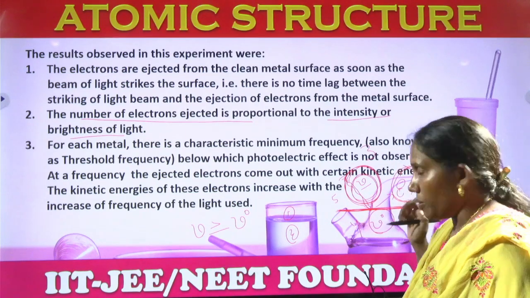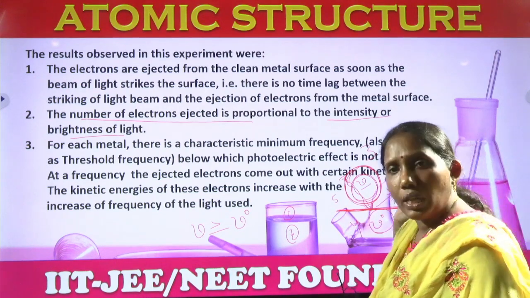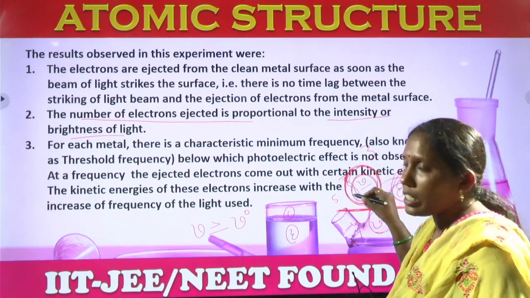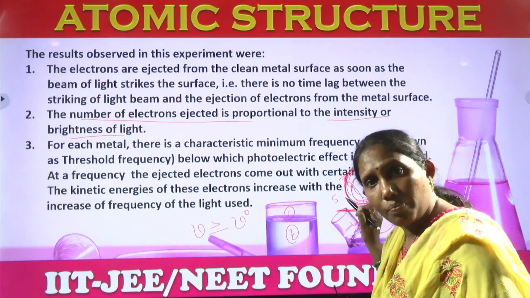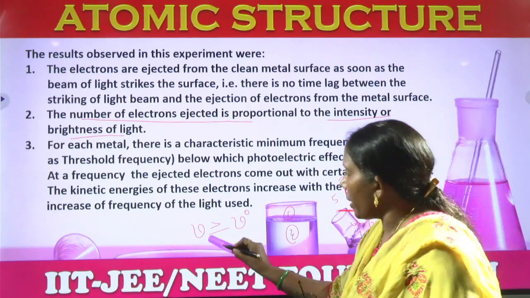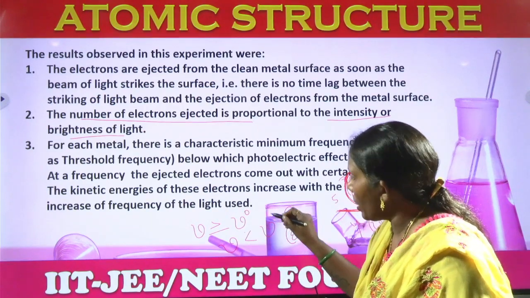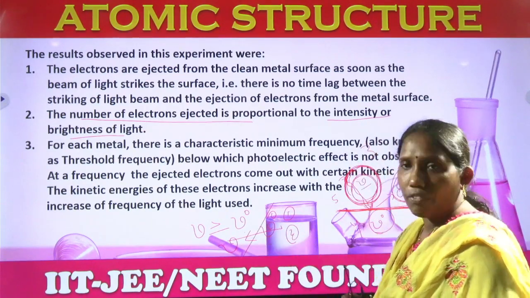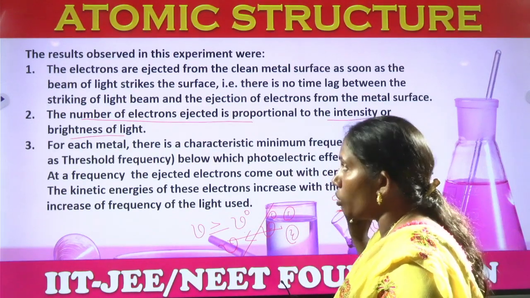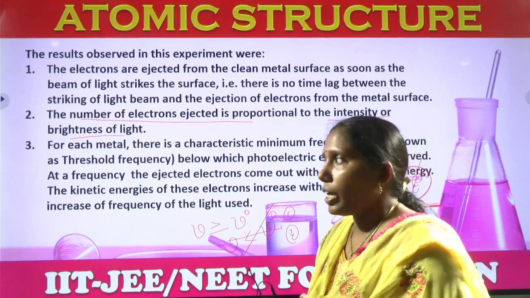So the condition is: to eject the electrons, or to observe the photoelectric effect, the frequency of light radiation should be greater than or equal to the threshold frequency. If you take the frequency of light radiation less than the threshold frequency, then no photoelectric effect will be observed. Okay. So these are the two conditions we have to follow to observe photoelectrons. This is called the photoelectric effect.